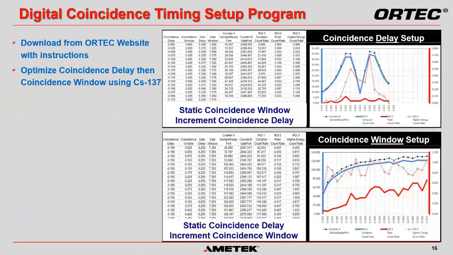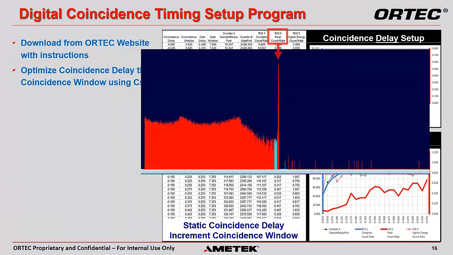An Excel program to help automate the digital coincidence timing setup is available for download from the ORTEC website on the DSpec 50 webpage. This program is designed to optimize the coincidence delay and window in a Compton suppression system using cesium-137. After connecting the cables and setting the output options as described in the previous slide, 3 regions of interest are set in the high purity germanium detector to cover the cesium-137 full energy peak, the Compton continuum below this peak, and the higher energy region above it.